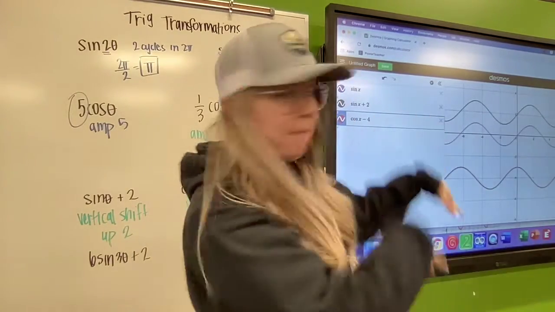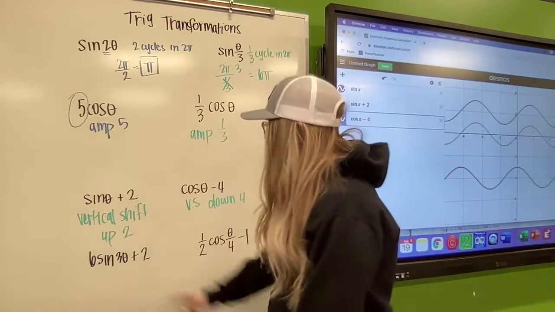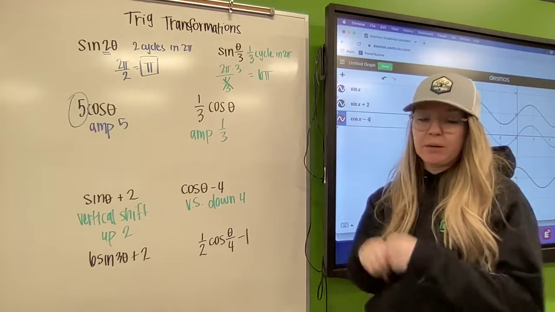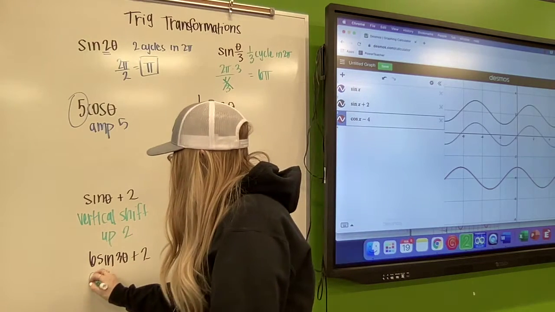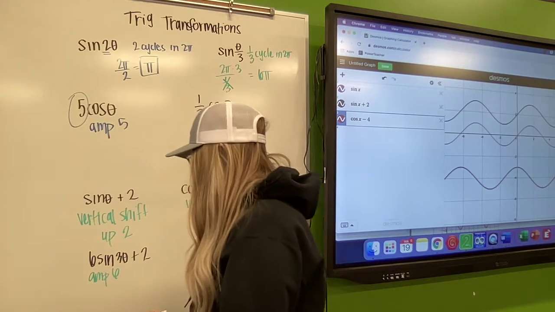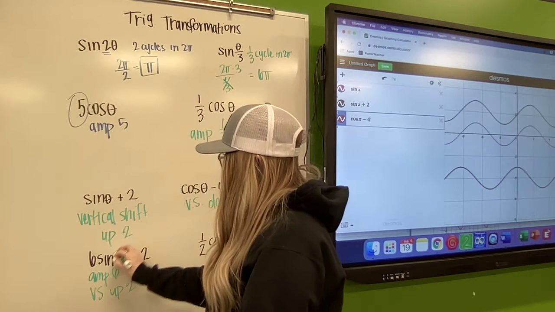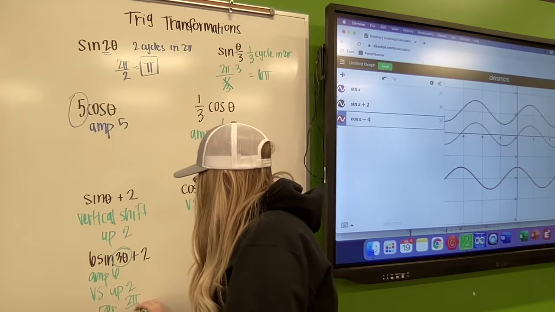Kind of looks like we got bacon or something going on the screen. Again, hopefully you can see it. I've got 2 examples down here where it's showing all these transformations combined. This one is going to have an amplitude of 6, a vertical shift going up 2, and then a period of 2 pi over 3.